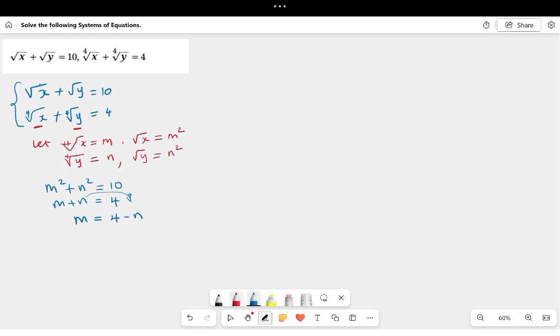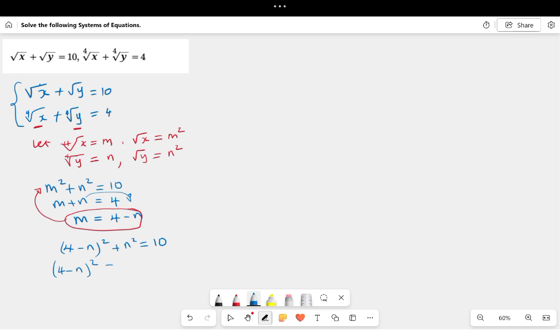And therefore, we are going to use this equation here to substitute it in the first one. Now, by doing substitution, instead of m squared, we are going to get 4 minus n squared plus n squared is equal to 10. Now expanding 4 minus n squared.